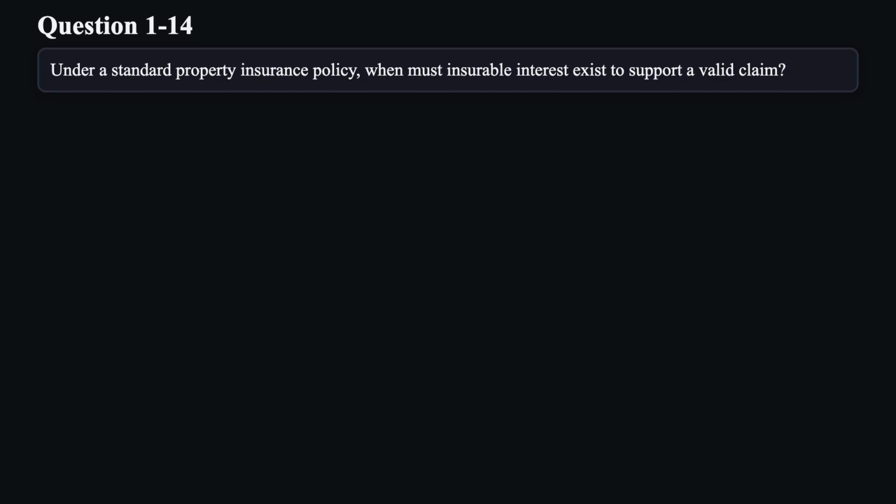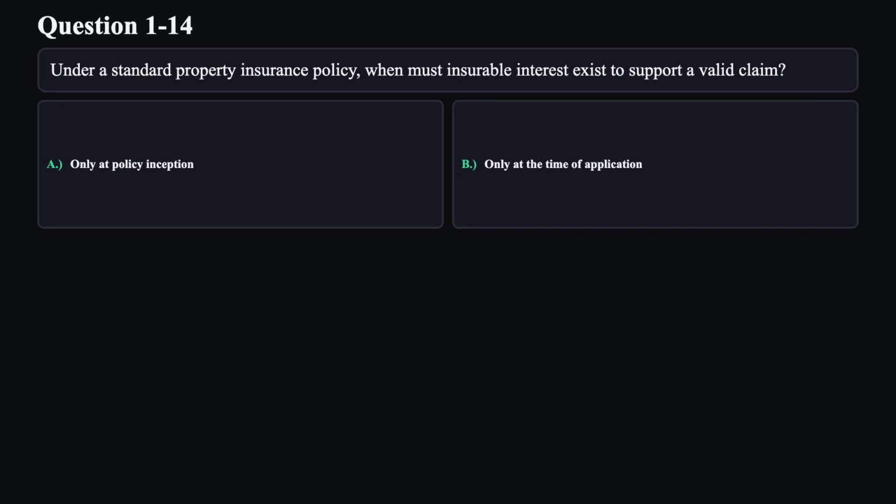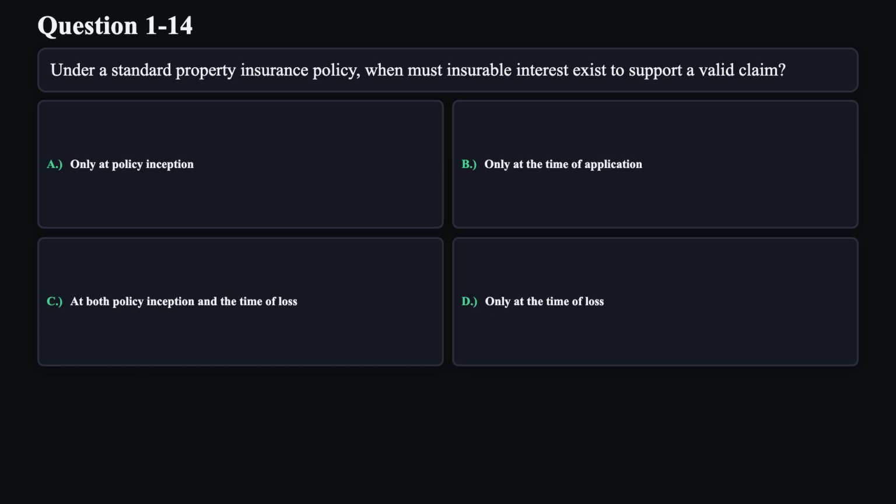Question 14. Under a standard property insurance policy, when must insurable interest exist to support a valid claim? A. Only at policy inception. B. Only at the time of application. C. At both policy inception and the time of loss. D. Only at the time of loss.